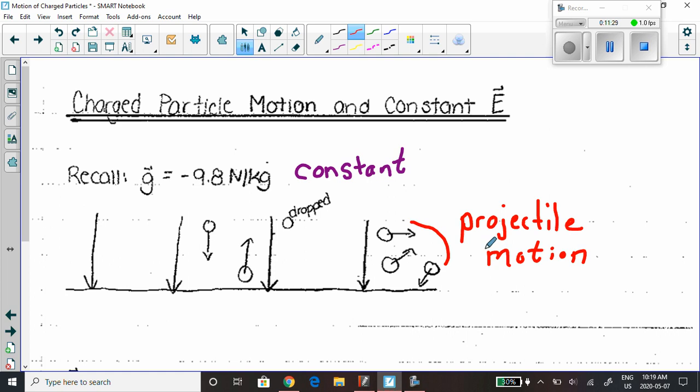We want to see if we can understand the motion of a charged particle in a constant electric field, and so many of the things that we learned about motion in a constant gravitational field will help us with that. I hope you're ready. I'm excited. Are you?